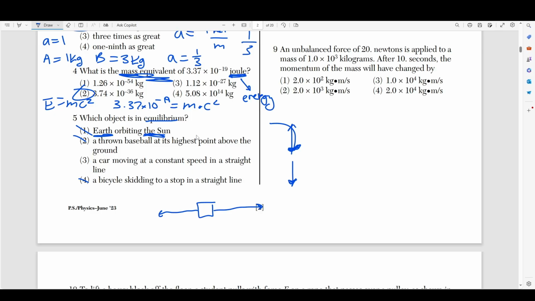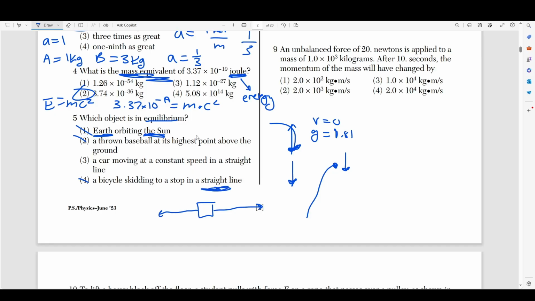Number 2, when you throw a baseball at its highest point above the ground, once again, gravity and air resistance are acting on that ball, right? So the force is still there, even though at the highest point your velocity may be 0. The gravity is always constant. It's 9.81 meters per second squared, right? So it's still going to be acting on that ball. And number 4, a bicycle skidding to a stop.